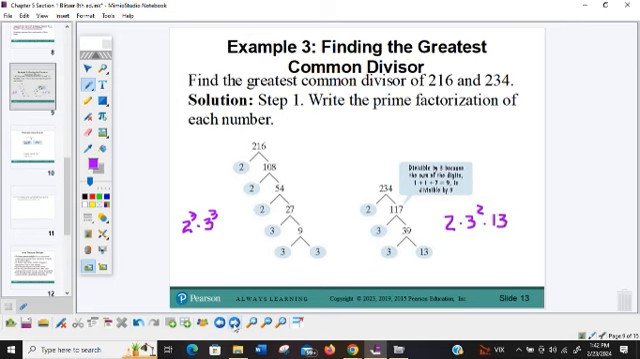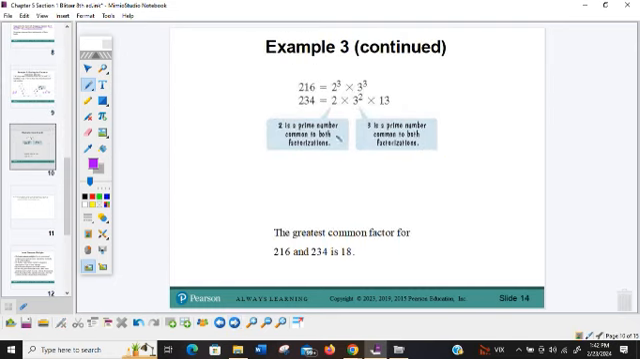Now on the next page, let's look at this and see. They both have a 2. Remember, it had to be in common. And I know it says greatest common divisor, but we take the least exponent on that 2, which is 1, times they both have a 3. We take the smallest exponent, which is 2. So this would be 2 times 3, which is 18. So the greatest common factor, or the greatest common divisor of this, would be 18.